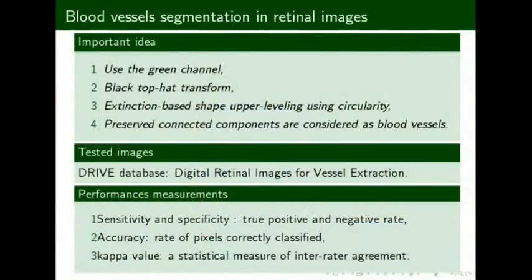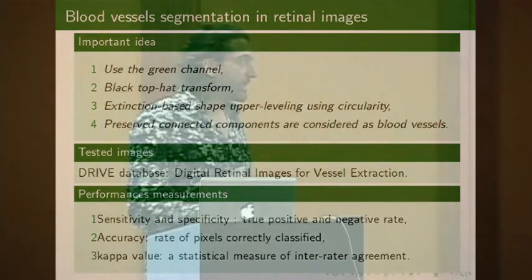Okay, some beginning, not a full application, but just an illustration of the power of the method. For blood vessel segmentation in retinal images, we use the green channel, first a black top hat transform to make the image straight. Then we apply the strategy, leveling based on circularity, and the connected components that stay at the end are the blood vessels.